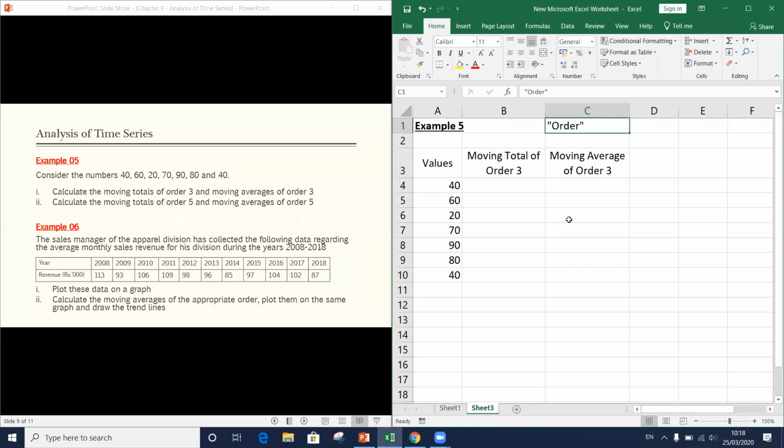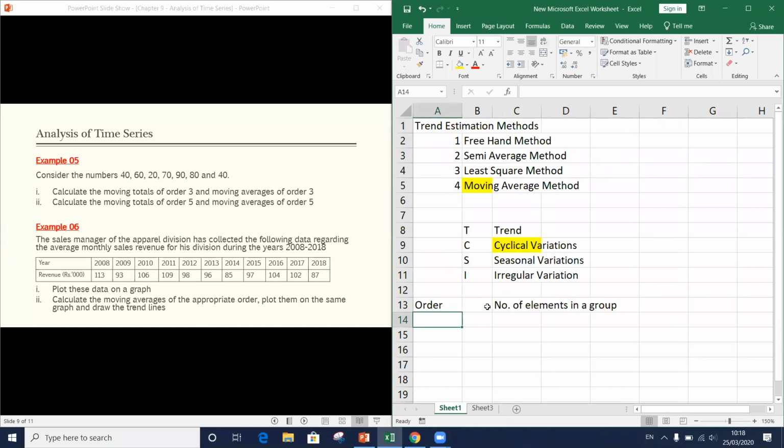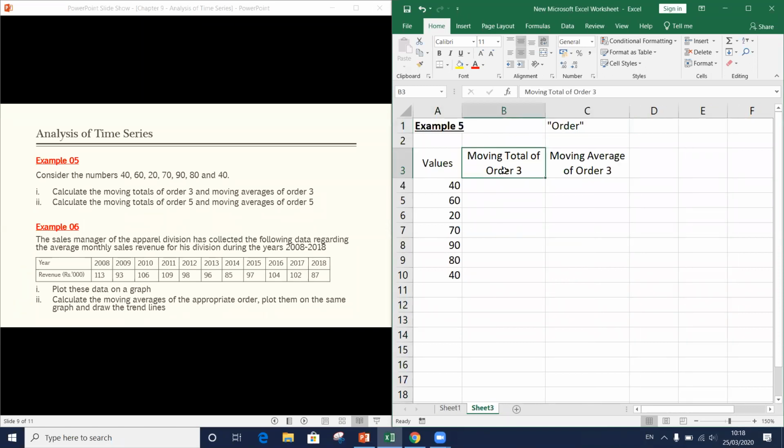Order means what? The number of elements in a group. So if it is order 3, in our group there should be 3 elements. So, moving total of order 3. When taking moving totals and moving averages, one special thing we need to keep in mind is that whether it is totals or averages, we write it in front of the middle value.